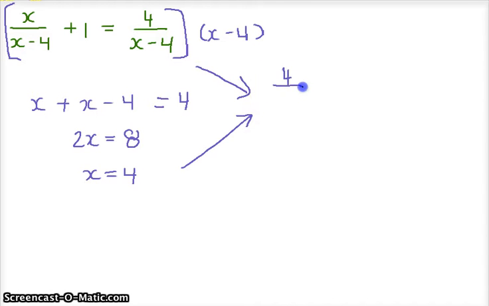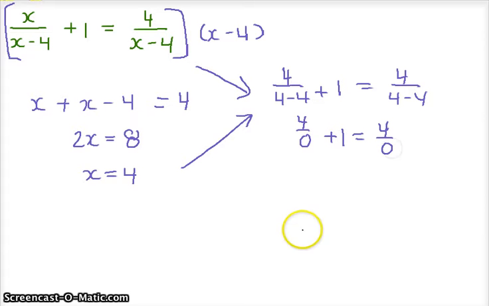So we have 4 over 4 minus 4 plus 1 equals 4 over 4 minus 4. This is equal to 4 over 0 plus 1 equals 4 over 0. But first of all, you cannot divide a number by 0. So x equals 4 is not a solution. So we're going to write there is no solution because x equals 4 did not work.